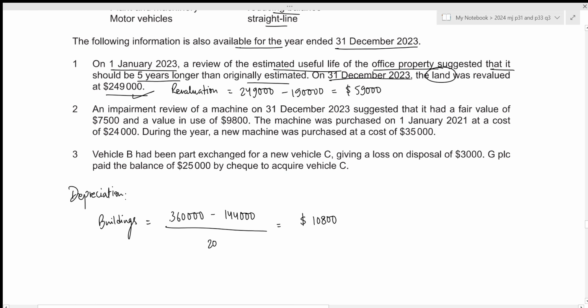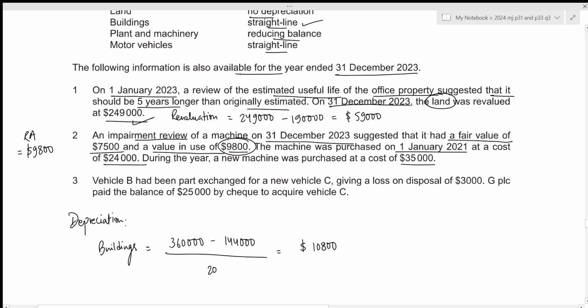Now for the second one, an impairment review of a machine on 31st December 2023 suggested that it had a fair value of 7,500 and a value in use of 9,800. Whenever we have been given fair value and value in use, we need to calculate our recoverable amount. Recoverable amount is just going to be the higher of the fair value and value in use. In this case, value in use is higher, so that will be the recoverable amount. Then the machine was purchased on 1st January 2021 at a cost of 24,000. During the year, a new machine was purchased at a cost of 35,000. And we're talking about a machine on which we use depreciation using the reducing balance method.